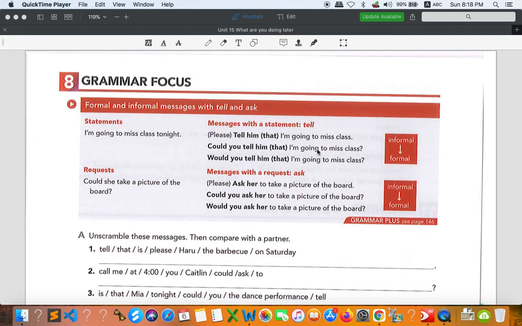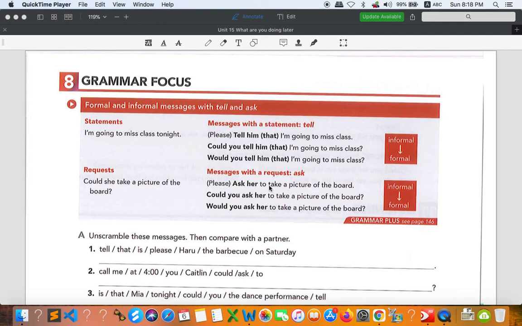Could you tell him that I'm going to miss class? Would you tell him that I'm going to miss class? Actually, you want to use that direct message to someone, but because you cannot talk to him or her, that's why you send this message as a statement to someone else to help, and that person will help you to bring the message to the right person that you want to talk to. Okay, and it's also the same thing with request. We have please, also the same thing.